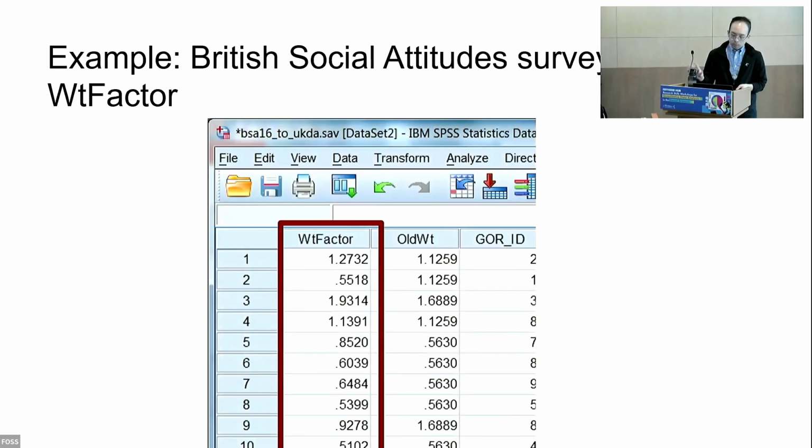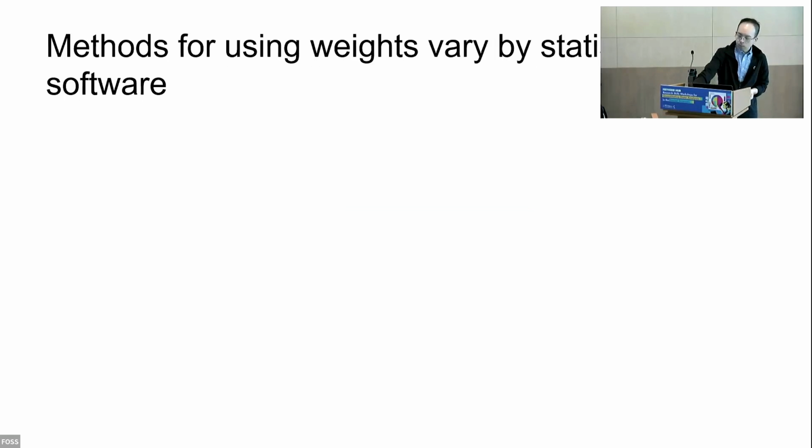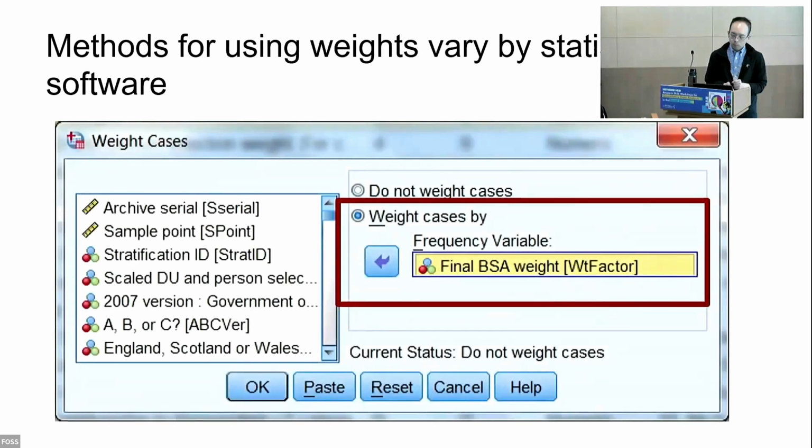This image shows the weighting variables for individuals in the British Social Attitudes Survey 2016 dataset. The values that we can see are either over 1, such as 1.2732, or between 0 and 1, such as 0.5518. Methods for using weights vary by statistical software, but usually involve indicating the name of the weighting variable before or as part of the analysis. For example, this image shows the weight cases box in SPSS, with the dataset weighted by entering the weighting variable.